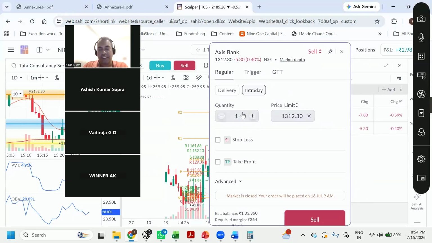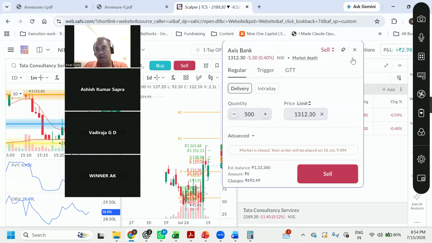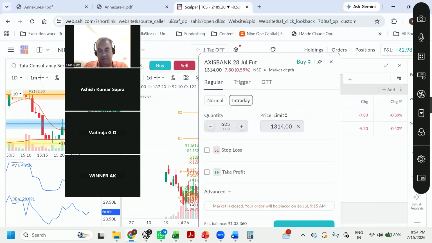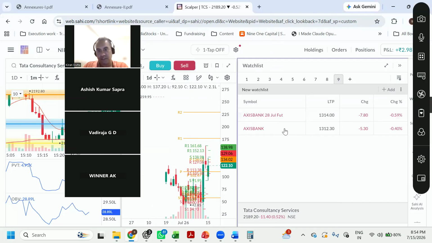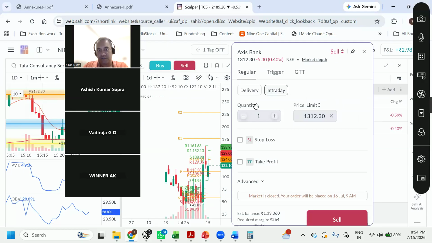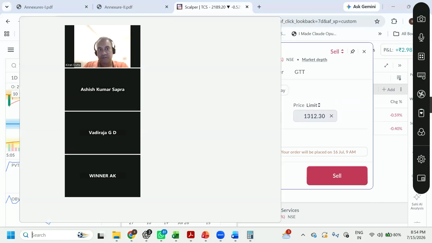Let's see what is happening here in the case of the delivery. Before that, we'll see what the lot size is and work accordingly. 625. Okay, interesting. Let's do the same thing here so that we have uniformity and you understand. So delivery. Let's do the quick math here. 625 times.